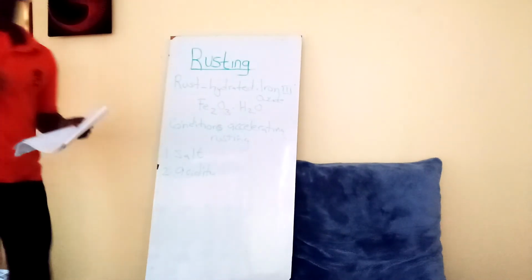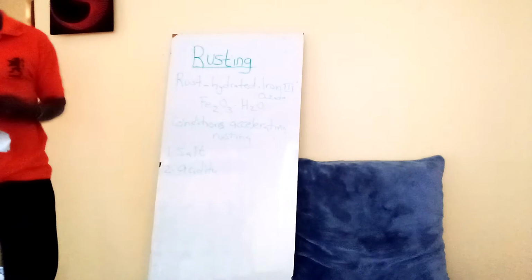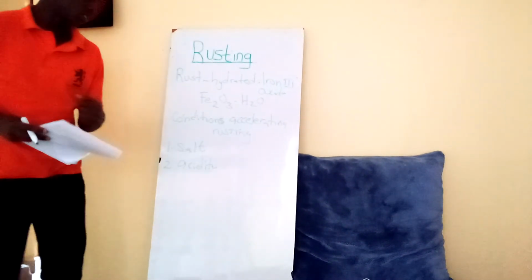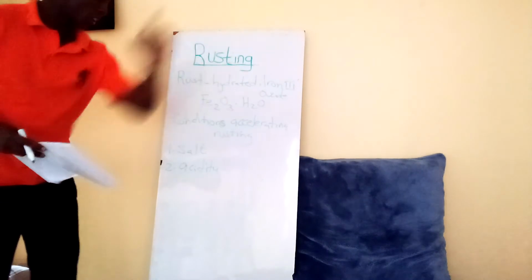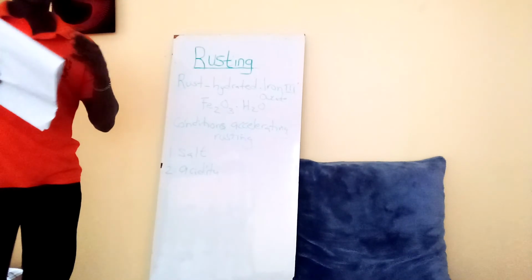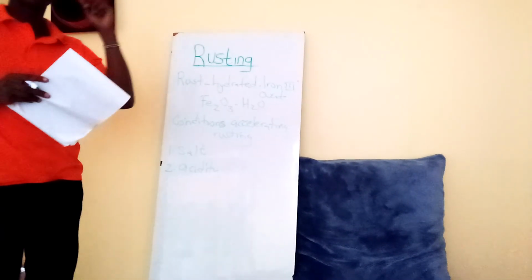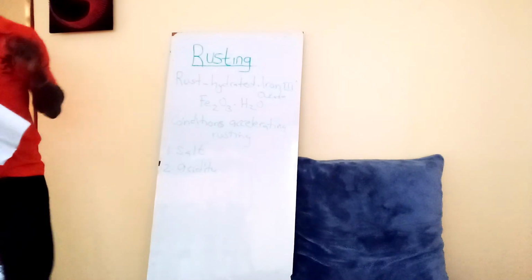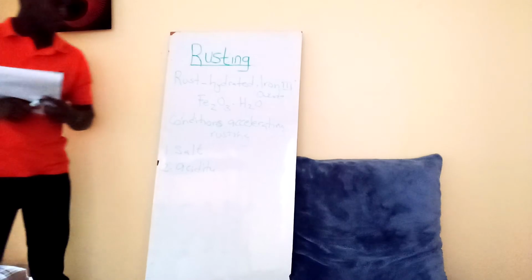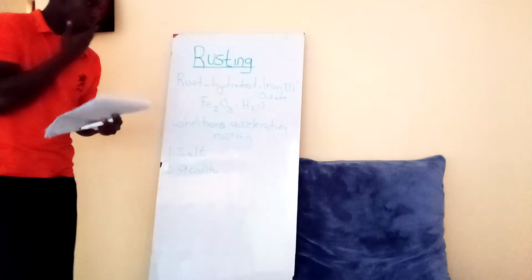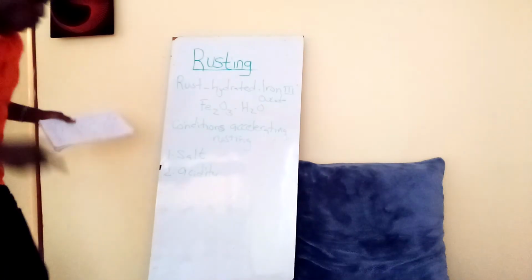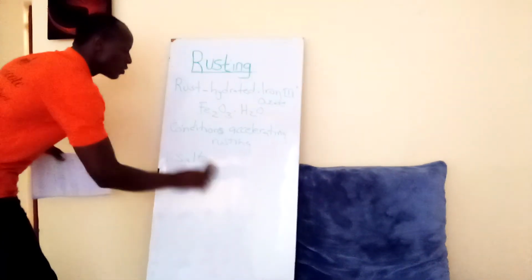Acidic conditions accelerate the rate of rusting, and also salty water, or regions which have salty water, the rate of rusting will be high. So most students usually confuse the two. Be able to differentiate if they are asked the conditions necessary for rusting or conditions which accelerate rusting. So after we have looked at the conditions necessary for rusting and the ones which accelerate rusting, swiftly we can move to how can we prevent rusting?